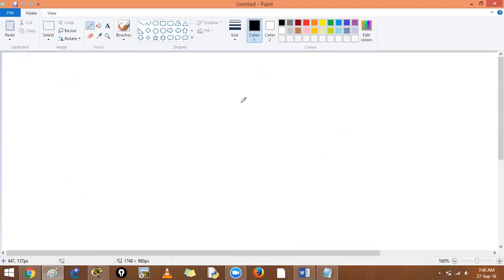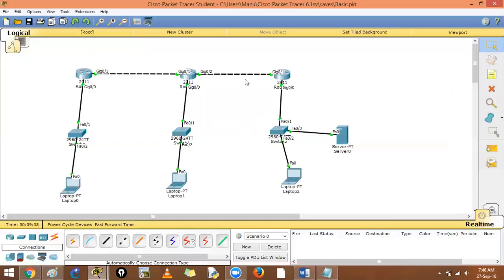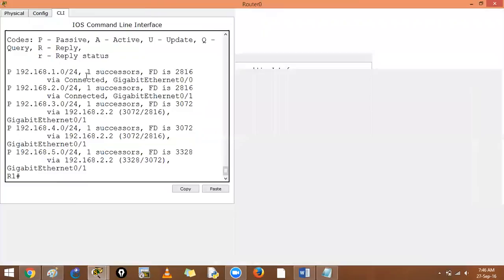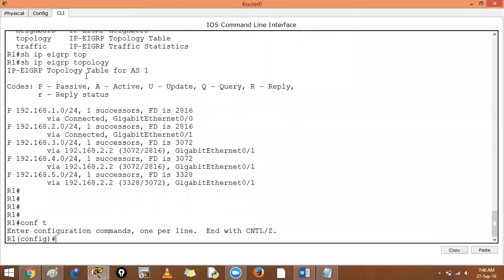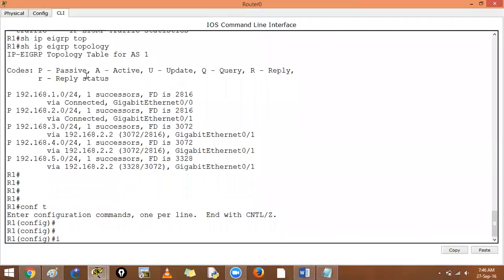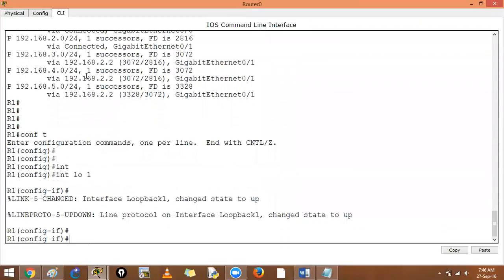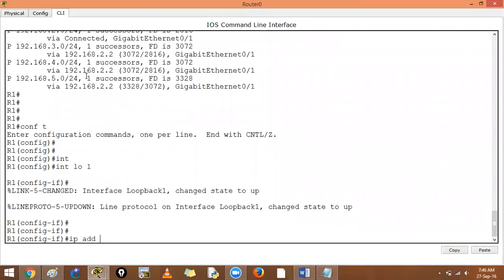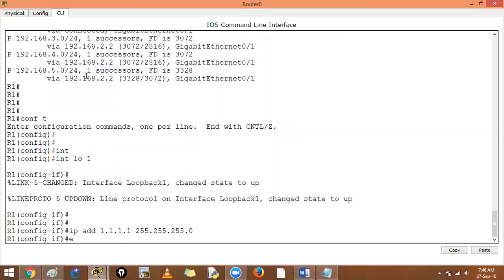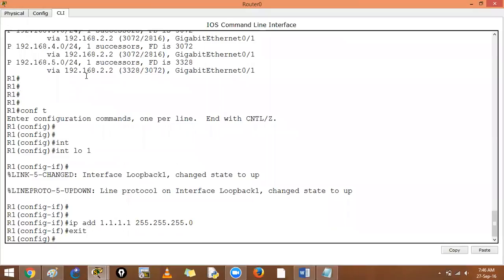Now let us see one other thing. What I will do here is advertise one network. I will simply create a testing interface. I will say interface loopback 1, IP address 1.1.1.1, and I will advertise this network into EIGRP.